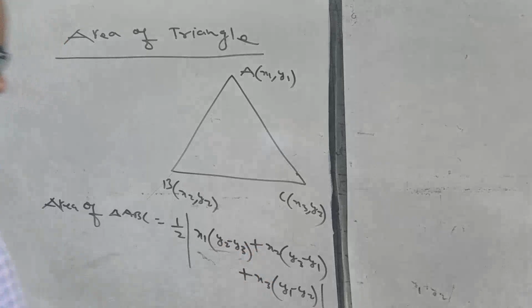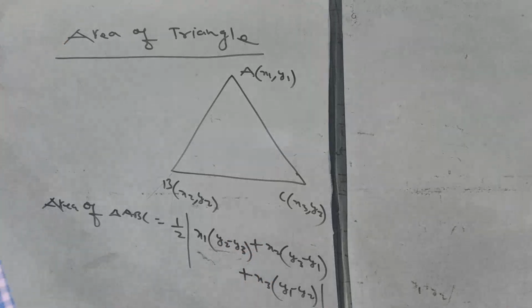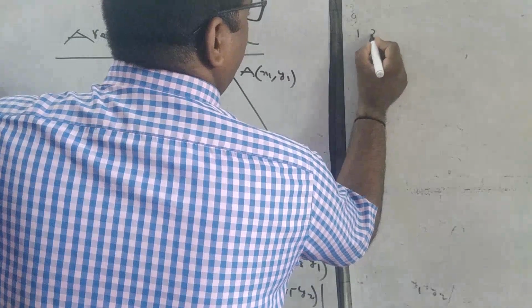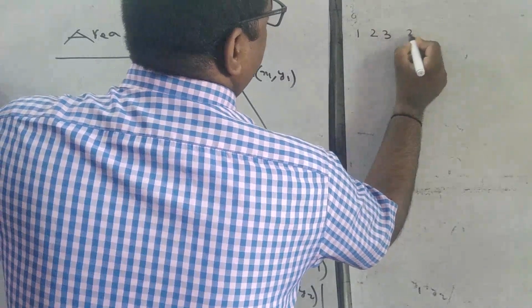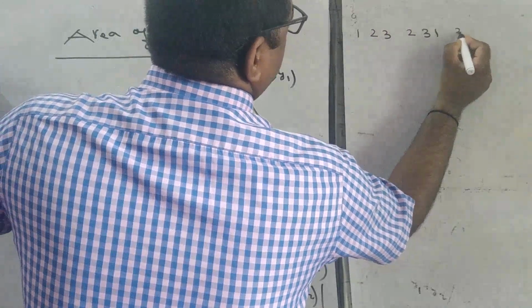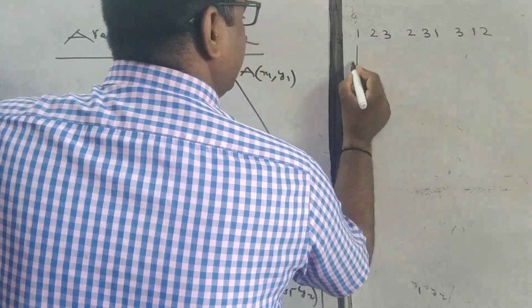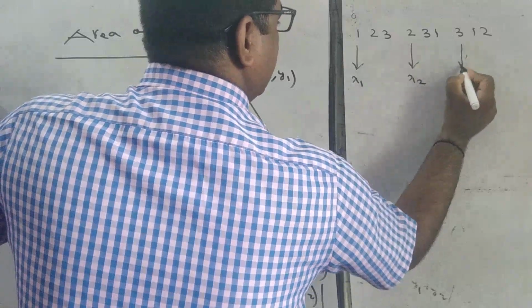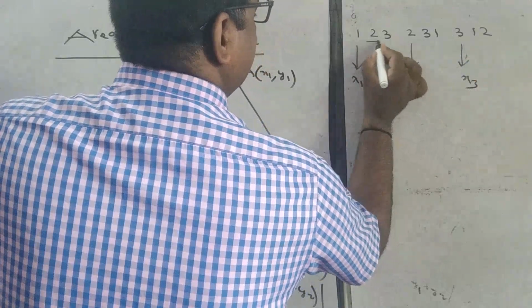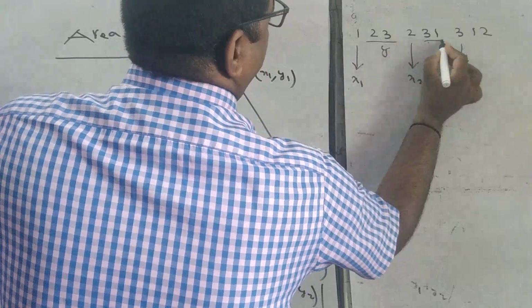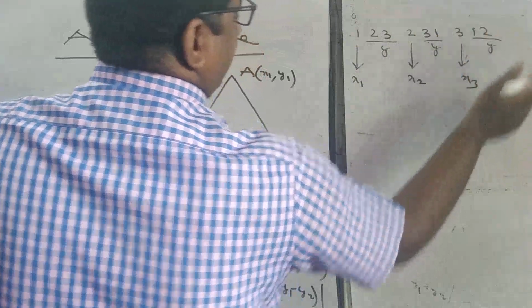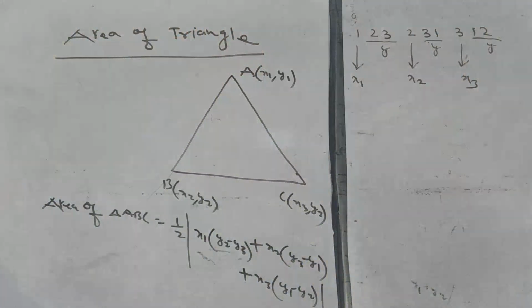You can remember the area of triangle ABC by keeping in mind 1, 2, 3, 2, 3, 1, 3, 1, 2. This one is x1, this is x2, this is x3, and this is for the y, like y2 minus y3, y3 minus y1, y1 minus y2, in this way.